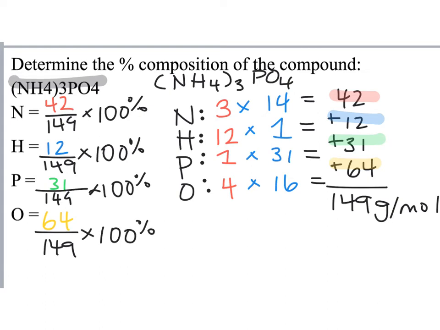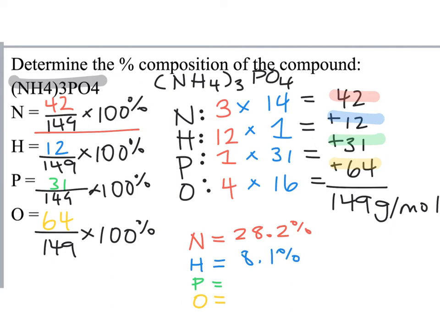Now I'm starting to run out of space here, so I'm just going to rewrite these down at the bottom. We're going to have the contribution from N is, the contribution from H is, the contribution from phosphorus is, and the contribution from oxygen is. And really we're just doing this math up here, 42 divided by 149 times 100%. You're going to find that nitrogen is 28.2% of the mass in this compound. Hydrogen is 8.1% of the mass in this compound.